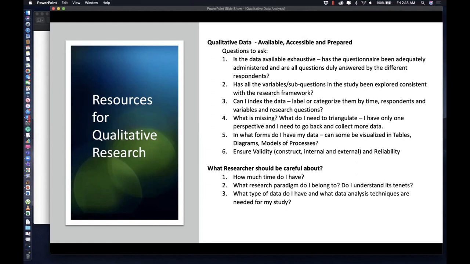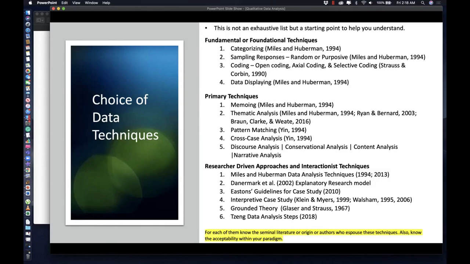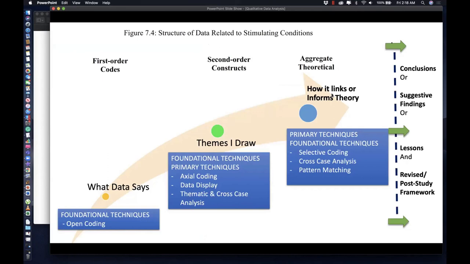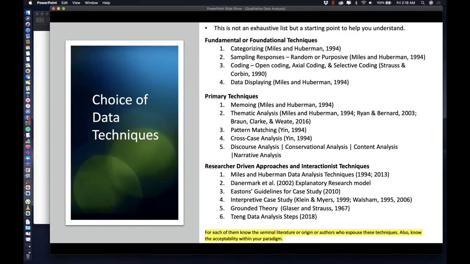So lastly, we have pointed out what is required and what we should be careful about. So now let's go into the next part. Now, somebody is asking a prof, so where is the steps? The steps is what I'm discussing.